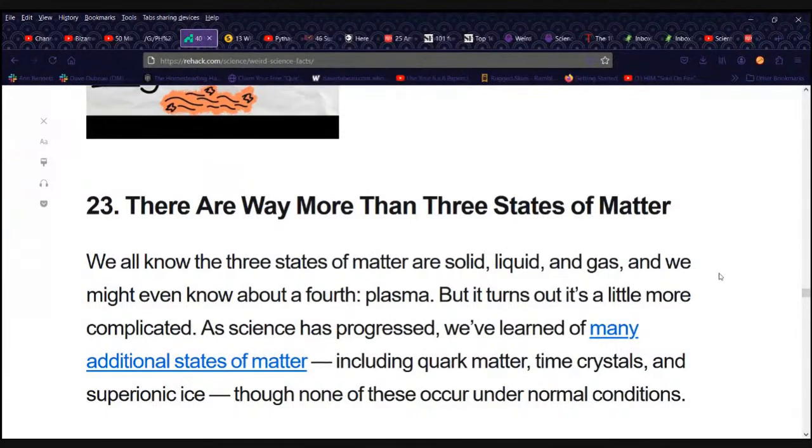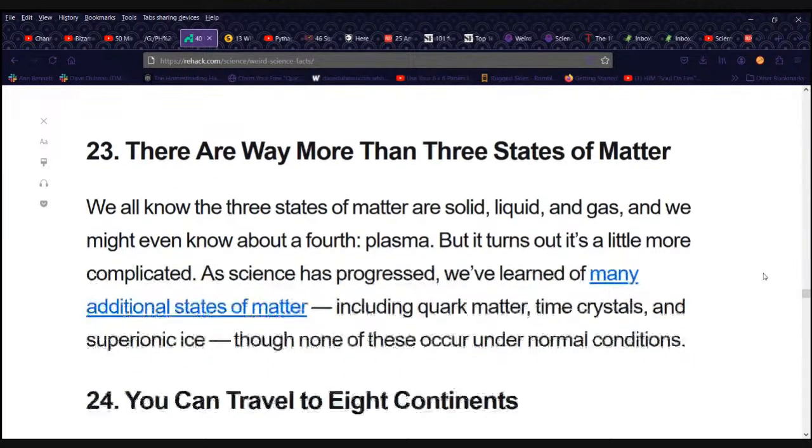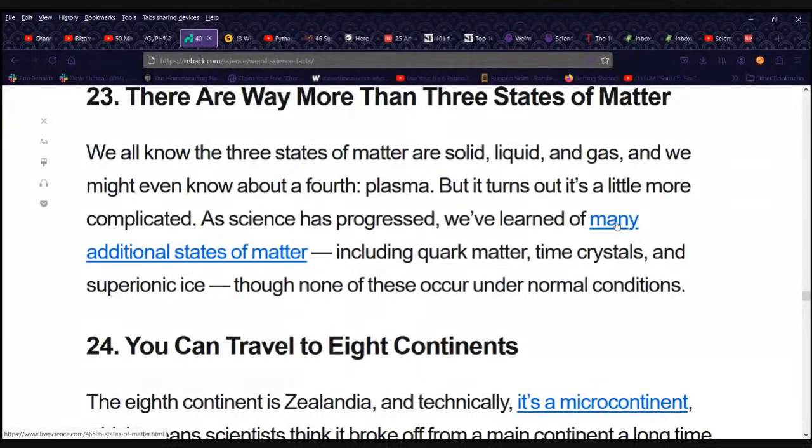Oh, and this is kind of interesting. It was a little bit of a surprise to me. Though, I knew about the one, a semi-solid. There are way more than 3 states of matter. We all know about solid, liquid, and gas. We might even know about plasma, but it turns out it's a little more complicated. We've learned many others. And some of these links go to some interesting places.